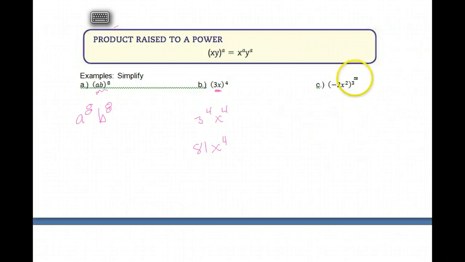And then letter C, you are going to be raising negative 2 to the 3rd power and x squared to the 3rd power, which requires that multiplication. Please note how I put my negative 2 in parentheses, because you have to show that that entire negative 2 is a base. When your base is negative and your power is odd, your answer will be negative. So negative 8x to the 6th.